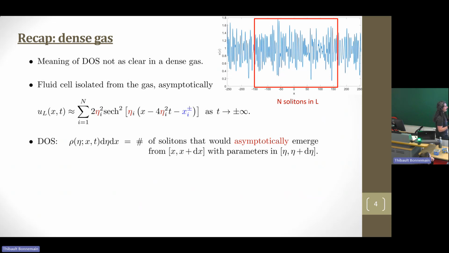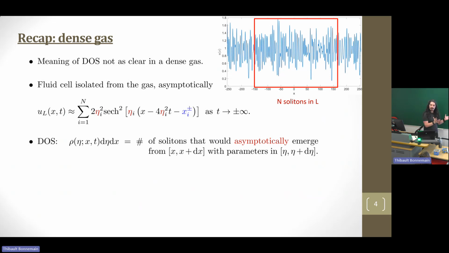But last time, the third part lay in how to relate these asymptotic parameters, the xi, to the properties of the fluid cell at time t equals 0. As I said, these are the positions of the solitons if they interact. But in practice, they cannot be between 0 and L. They cannot be in the fluid cell because the solitons interact and they shift.